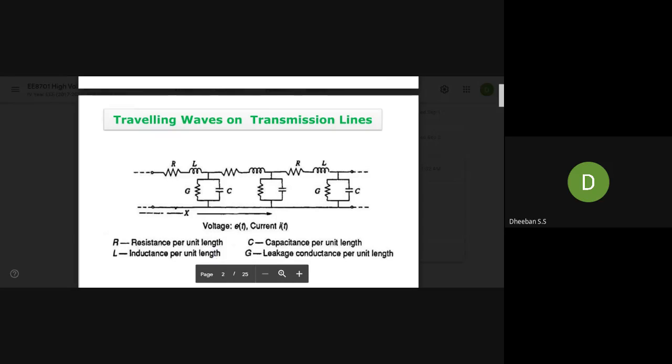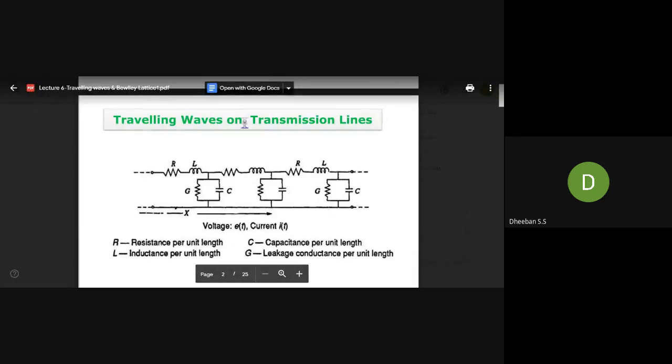As you already know, the inductance and the resistance will always be in series. I have told you about this in your previous lectures also. I have discussed that. Okay. So your capacitor will be in parallel. Okay. G refers to your conductance, the leakage conductance per unit length.